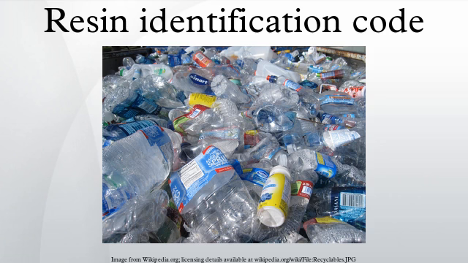The SPI resin identification coding system is a set of symbols placed on plastics to identify the polymer type. It was developed by the Society of the Plastics Industry in 1988, and is used internationally. The primary purpose of the codes is to allow efficient separation of different polymer types for recycling.